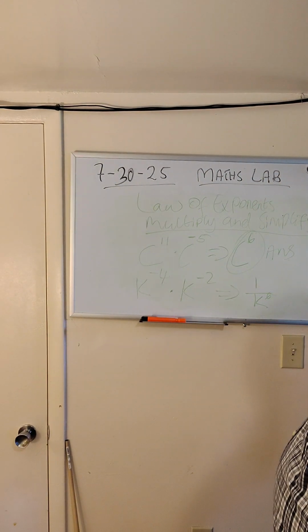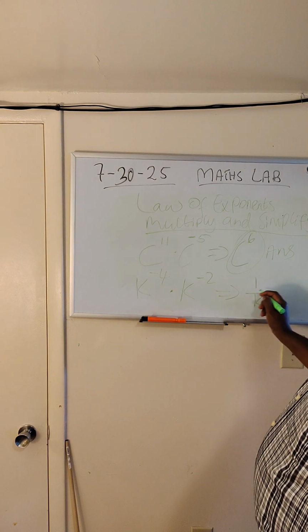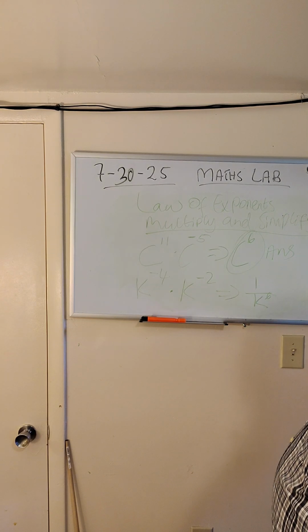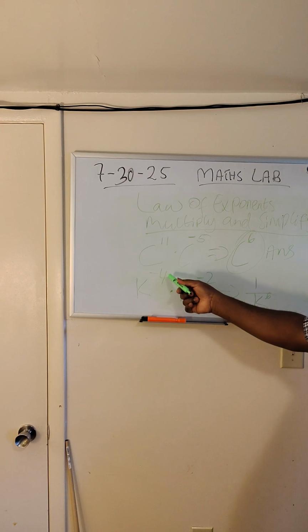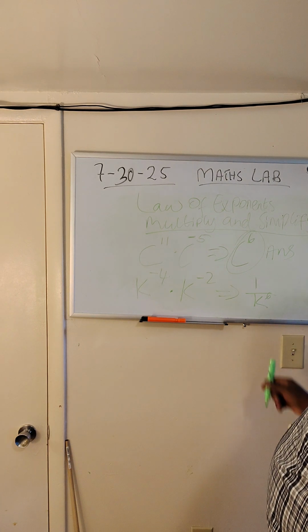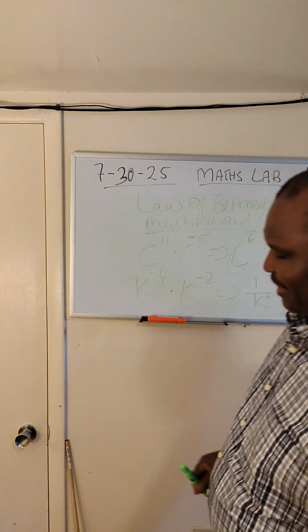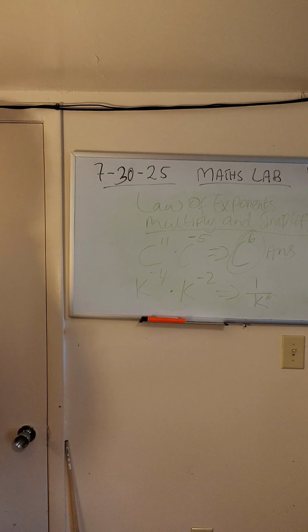We've done away with the negative sign, and the way to do that is to put a fraction there, so that we have 1 over k, and then we deal with the numbers. So 1 over k raised to the power of 6. This fraction line has taken care of the negative sign.